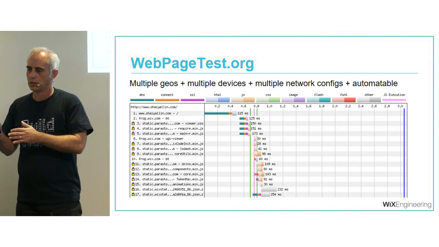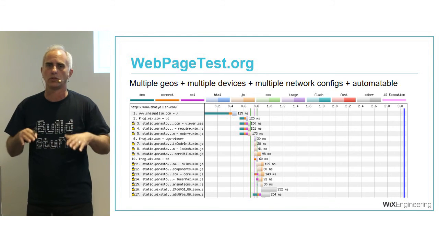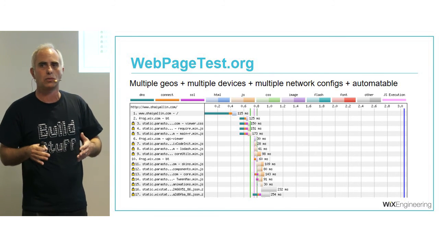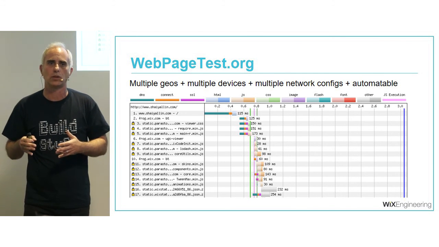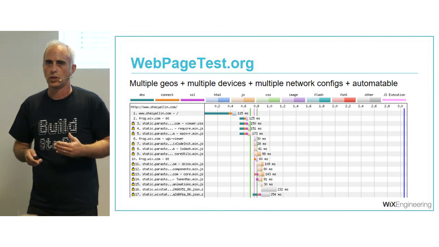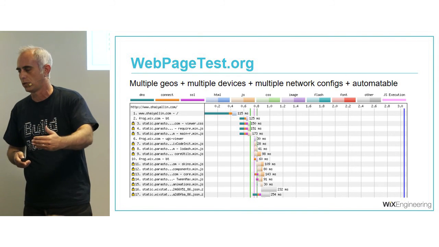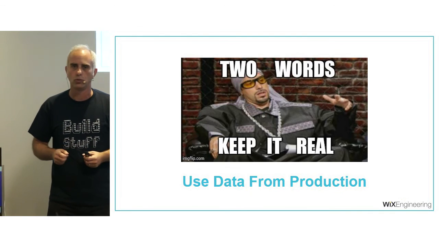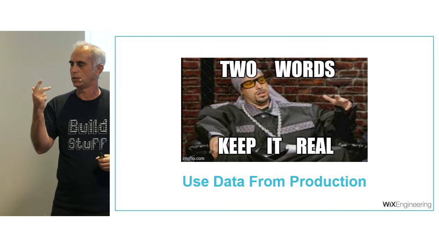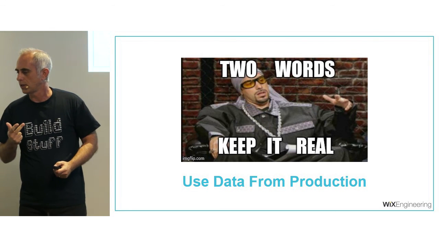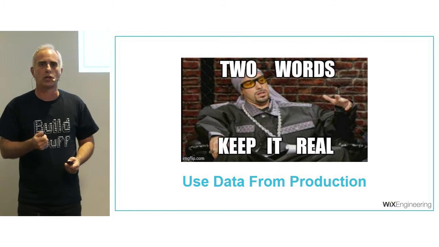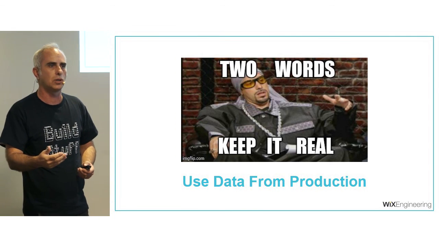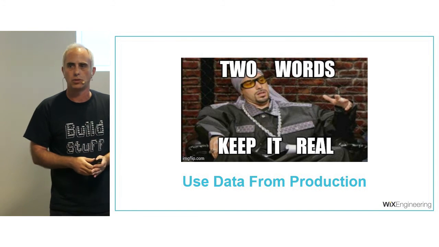But even though this allows you to run your tests from various locations, at the end of the day, you're still working in a simulated environment. This is not really what your users are necessarily experiencing. So to take it a step further, you need to go beyond just using tools like that. And for that, I have two words: keep it real. And by that, I mean use data from production. Gather actual data from what your users are experiencing, because that's the best data that there is.